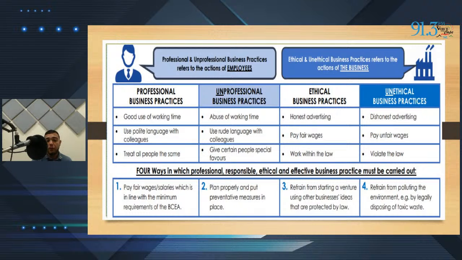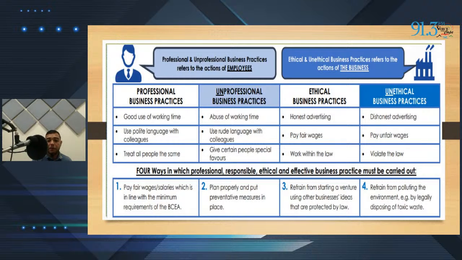Four ways in which professional or responsible, ethical, and effective business practice must be carried out. Number one, pay fair wages or salaries which is in line with the minimum requirements of the BCEA. Number two, plan properly and put preventative measures in place.